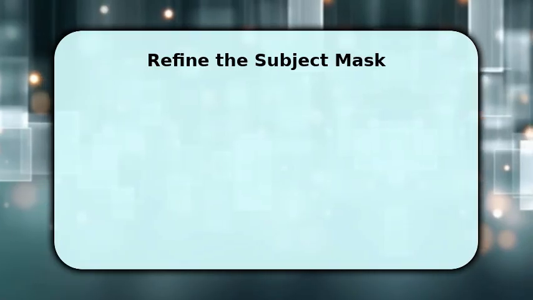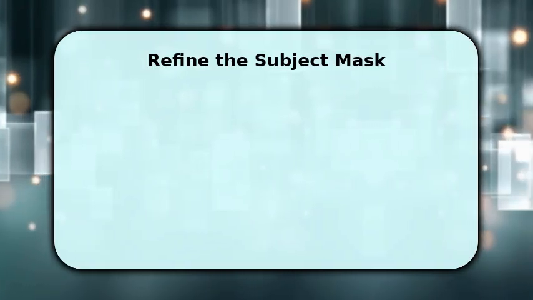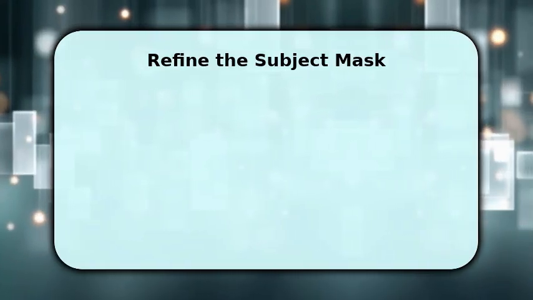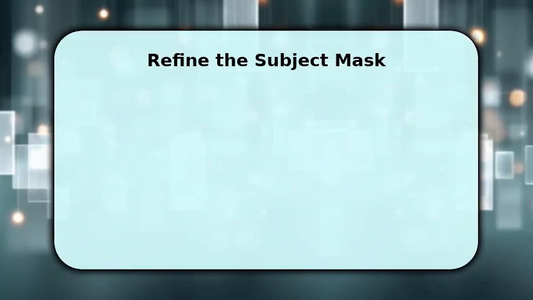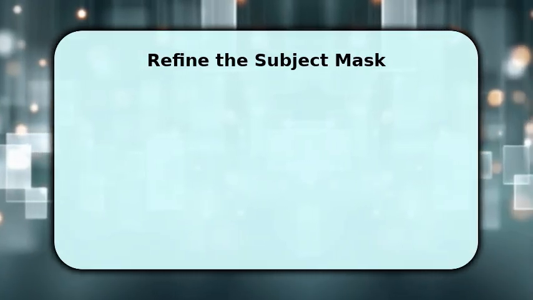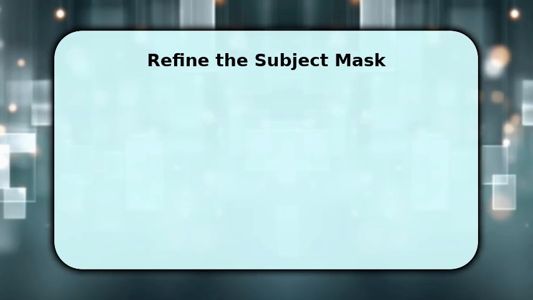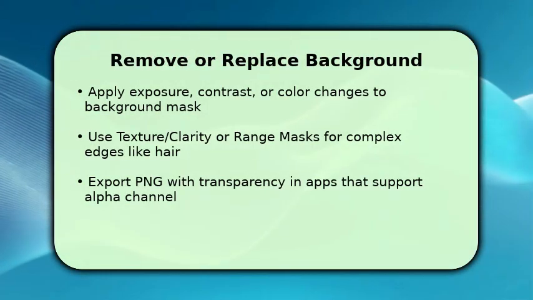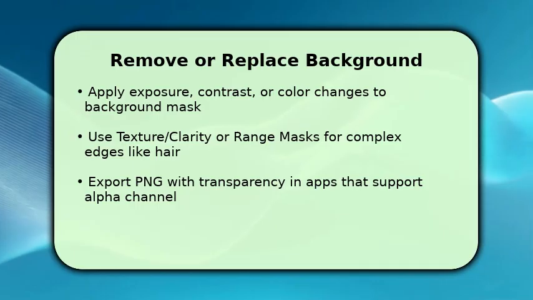If the subject is perfect, invert the mask to target the background directly, or create a new background mask for separate adjustments. That gives you full control. Now that you have a background mask, reduce exposure and clarity or change hue to make the background effectively removed or invisible.